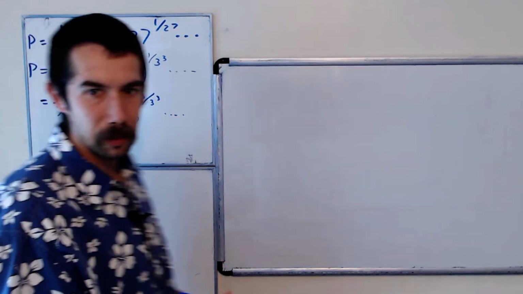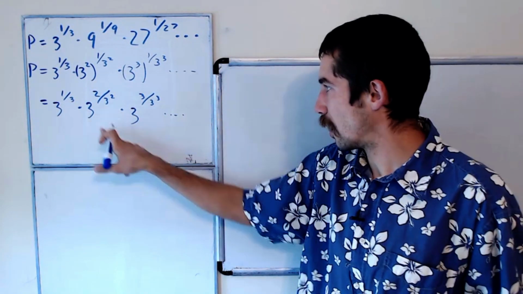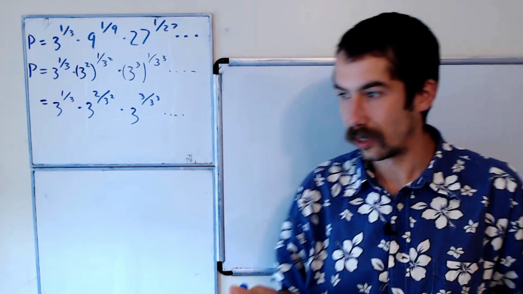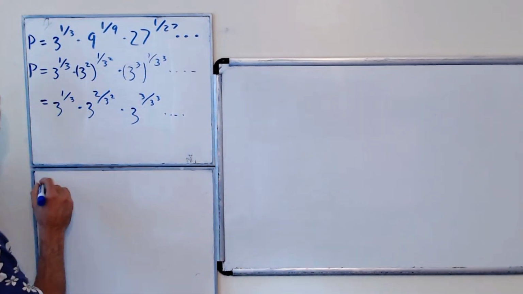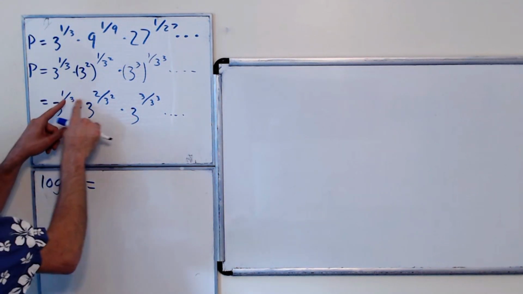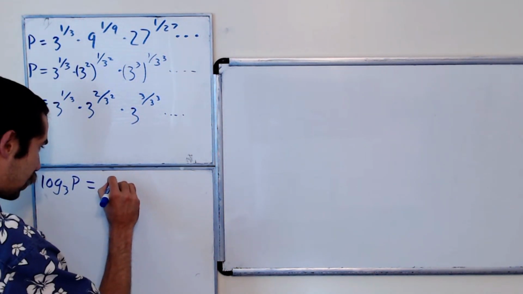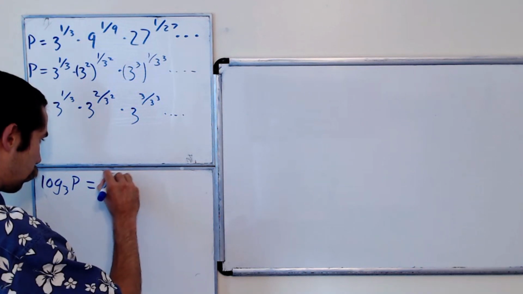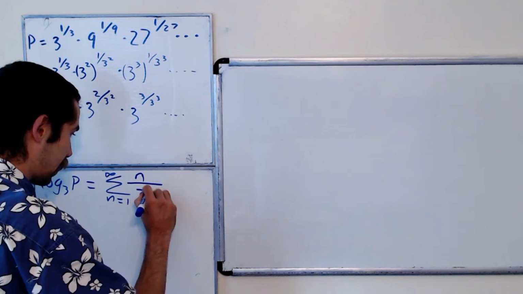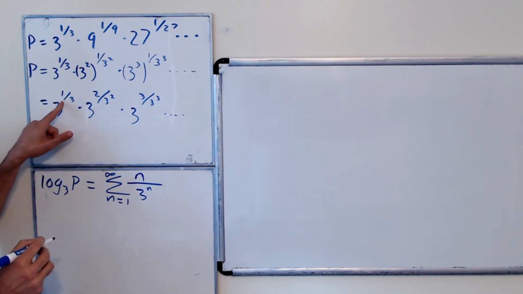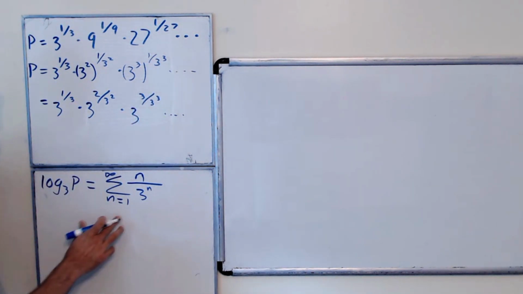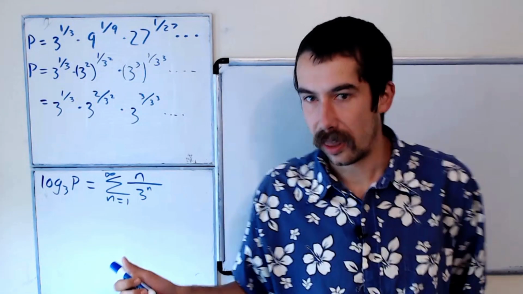Okay, so each term in our product has a base of 3. So let's take the log base 3 of both sides. So we have log base 3 of P is equal to the sum of these exponents. So that's the sum from n equals 1 to infinity of n over 3 to the n, right? You can see this would be 1/3 to the first, 2/3 squared, 3/3 to the 3rd, and so forth. So we want to evaluate this sum.